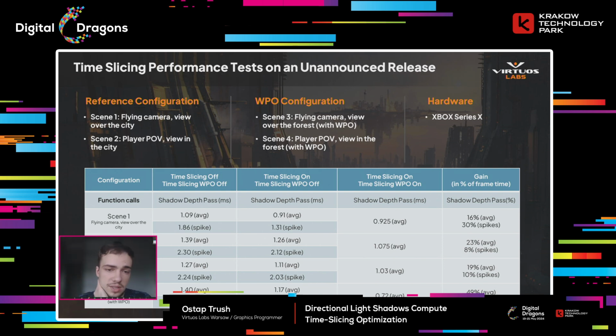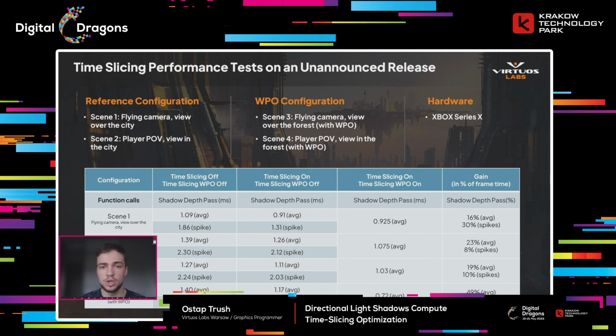So as you can see here, we have 3 main columns. The first column is where everything is off. All of the optimizations are off. We are operating from default Unreal here. The second column is where time slicing is on, but the world position offset time slicing is off. And the third column is where both the time slicing and the world position offset time slicing are on.